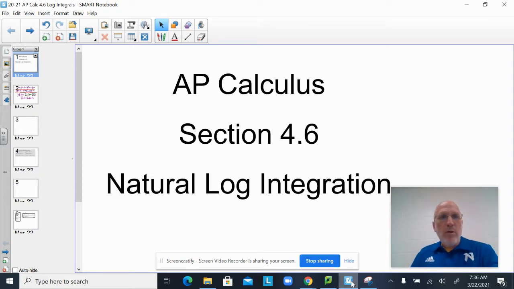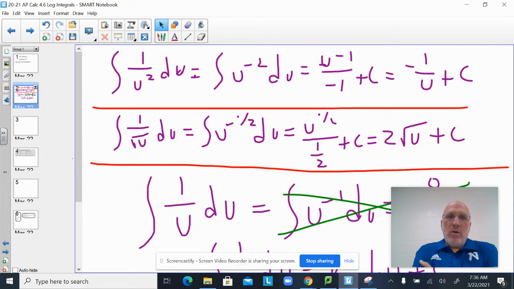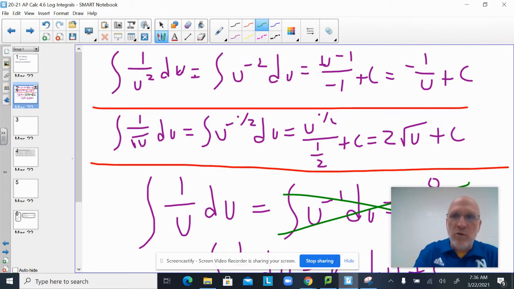So, real quick, reminder that these first two examples are just plain old power rule. The integral of 1 over u squared, you could rewrite it as u to the negative second, and then just raise the exponent by 1, divide by the new exponent, becomes u to the negative 1 over negative 1 plus c. And then I rewrote it as negative 1 over u plus c. There's the first one.